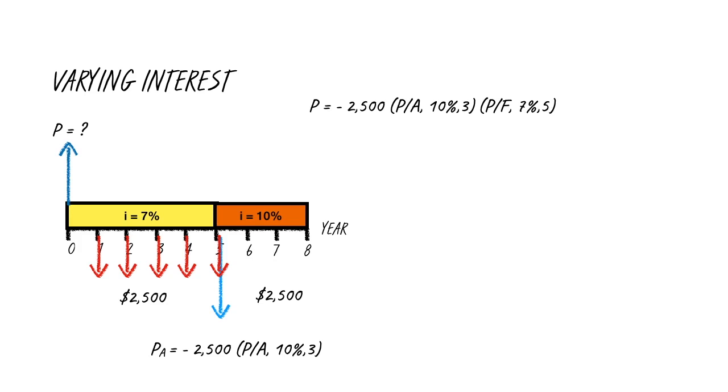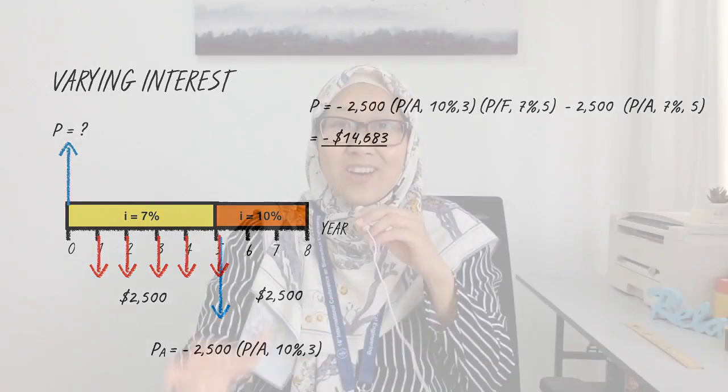Now, if you want to convert the annual series from year 1 to year 5, quite simple. You multiply that value with PA factor. Interest rate berapa? Because it crosses the yellow color boundary tu within the interest of 7%. So the I is 7% and the N is 5. So that's it lah. You look up for this value in your compound interest table and you will get an equivalent present worth of negative $14,683. So that's how you solve for varying interest. Dah siap.